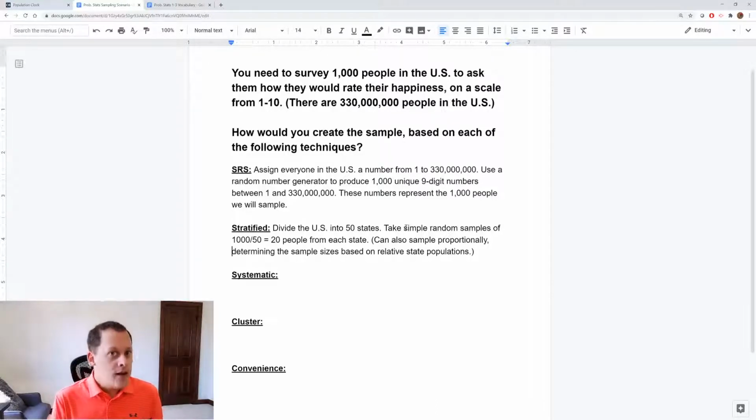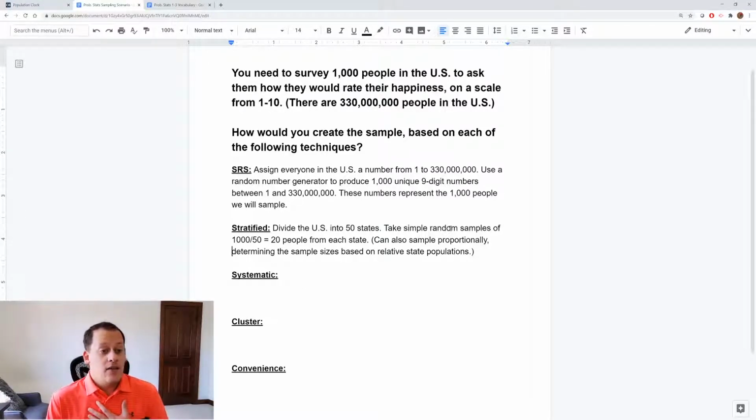So there are many ways that you could take a stratified random sample. I'm doing it by state. You don't have to do it by state. You could do it by some other characteristic. You could do it by people's age or what region of the country they live in. It doesn't have to be state.